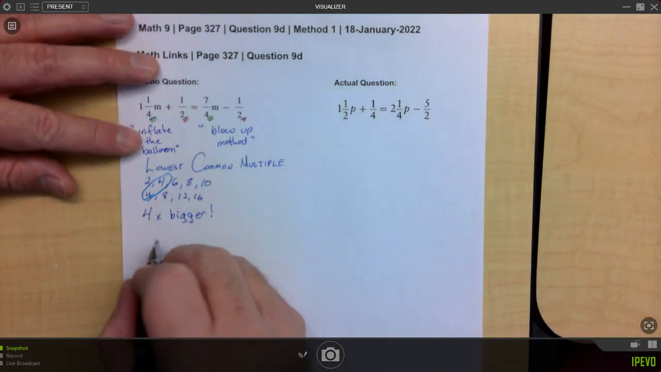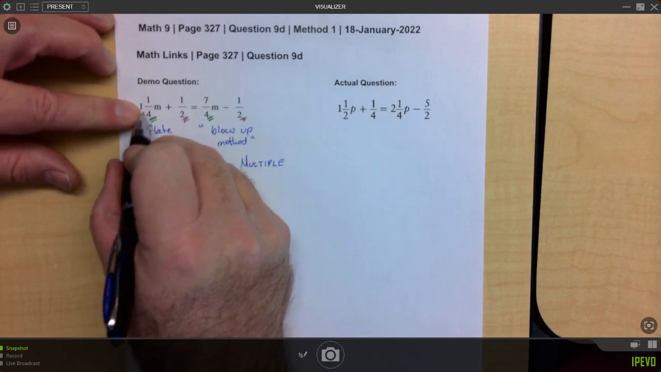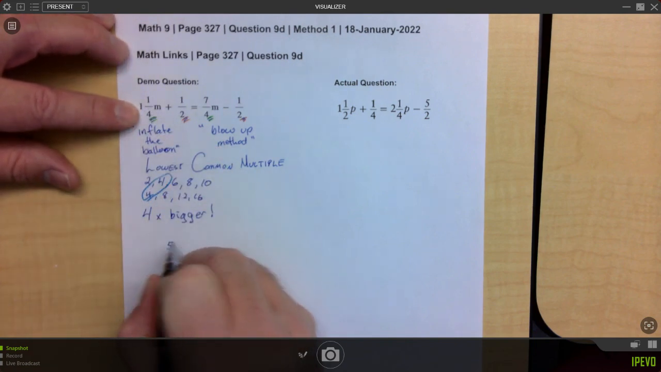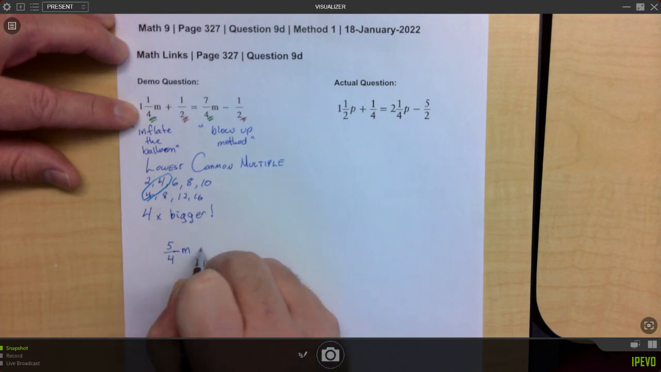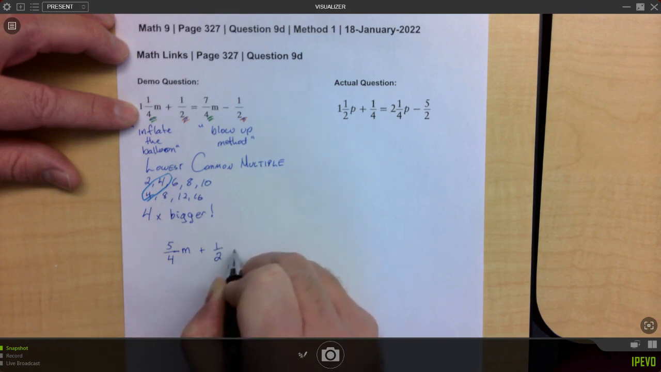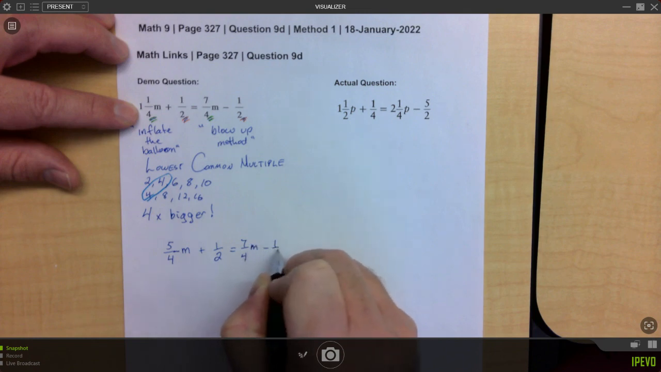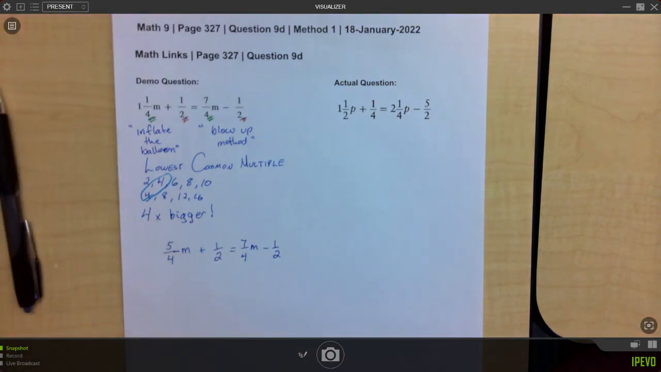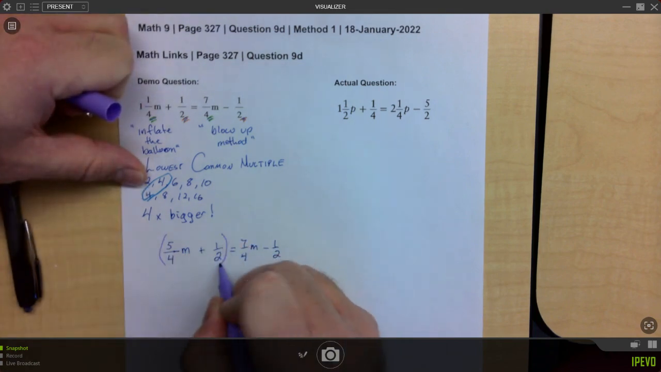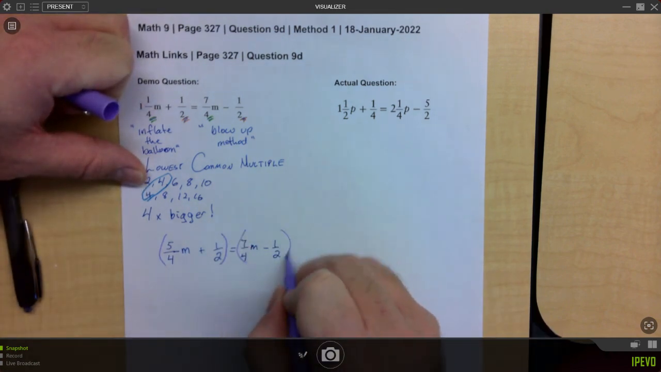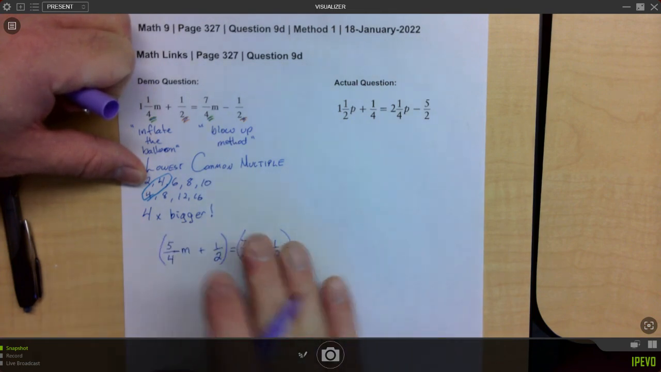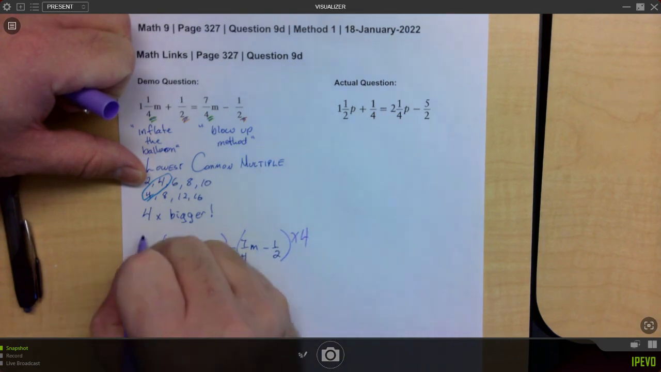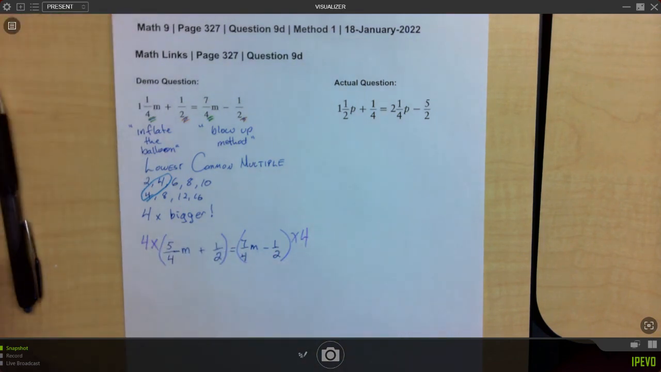So let's see what that looks like. First of all, I am going to convert this to an improper fraction. So 5 over 4m plus 1/2. This is the only alteration I'm making. It is equal to 7 over 4m, this is already improper, minus 1/2. And so now what I'm going to do is draw some big brackets around both sides, and I'm going to multiply everything on either side, both the left side and the right side, by 4. I'm going to make the left side and the right side 4 times bigger.